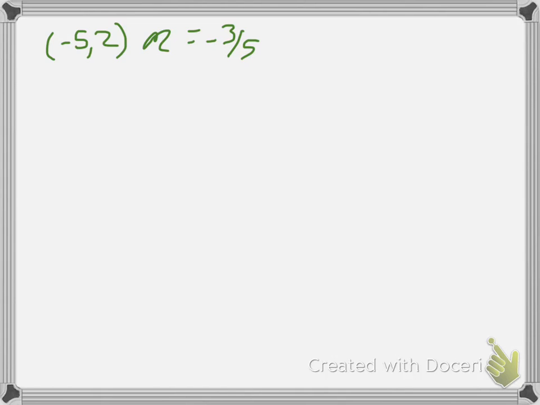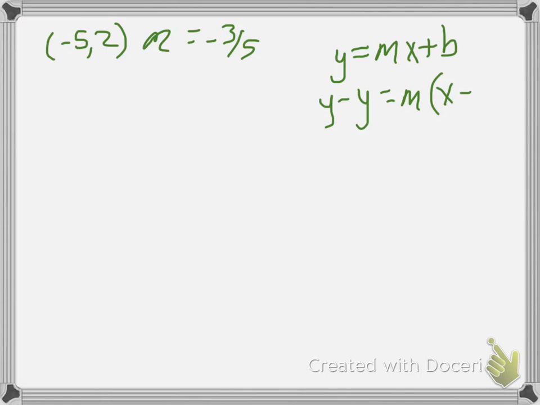So equations can be written in slope-intercept form, which is y equals mx plus b. Or you can write equations in point-slope form, which is y minus y equals slope times x minus x, where this is a number, this is a number, and this is a number. Okay, so you can do either one. So I'll do the top one first.